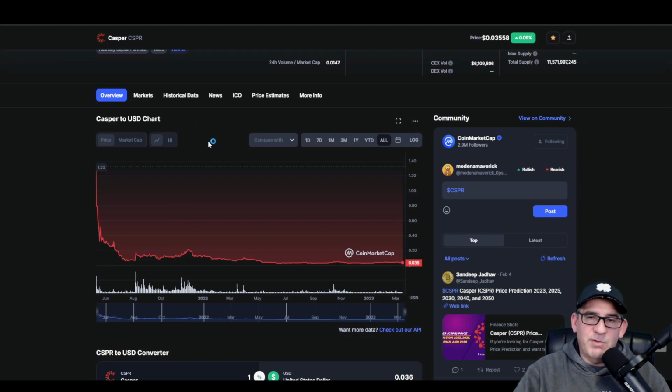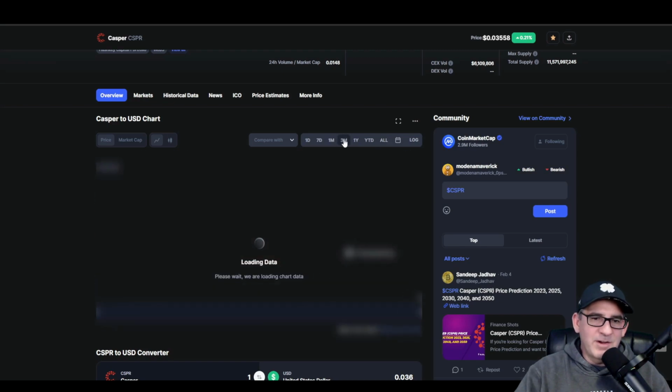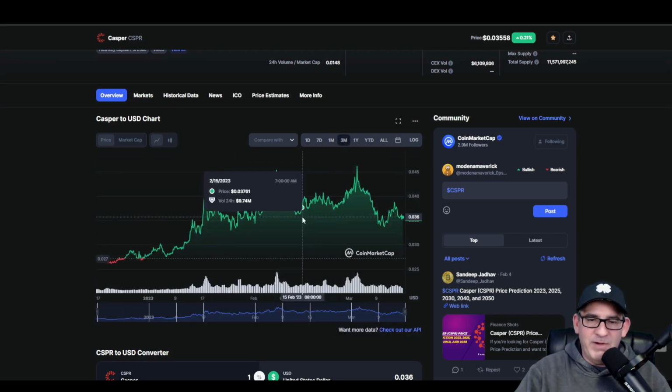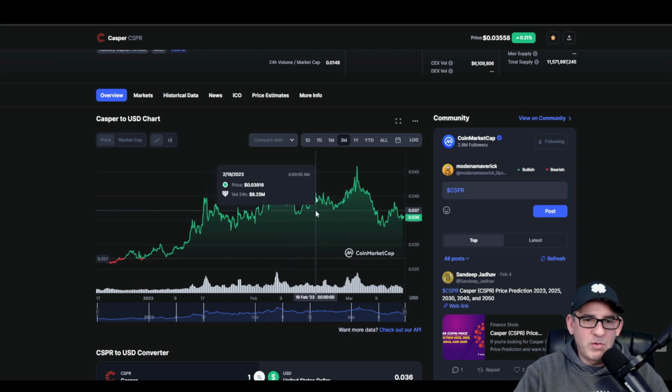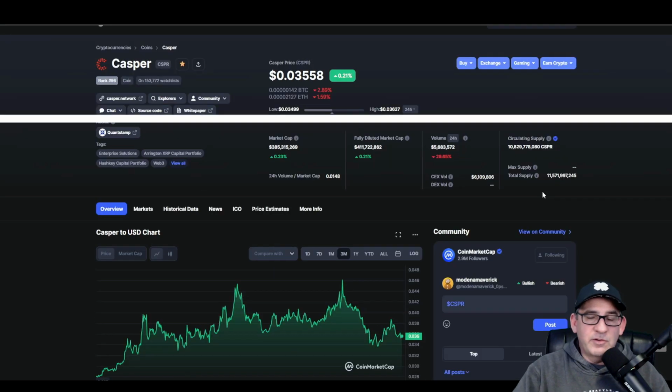Let's take a look at Casper's price. Let's not take a look at Casper's price. It's looking pretty, it looks like a rug pull, right? Just like almost every other thing right now over this last year looks like a rug pull. Let's go to the intermediate time frame. It's not so bad, right? Casper's doing okay. They're holding their own. They haven't had any major issues. Their supply is not that bad.